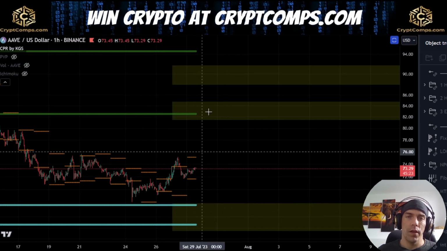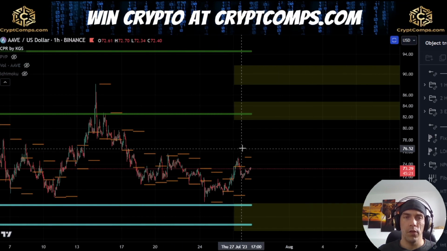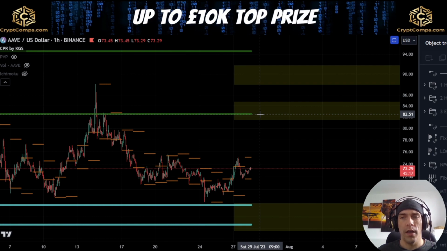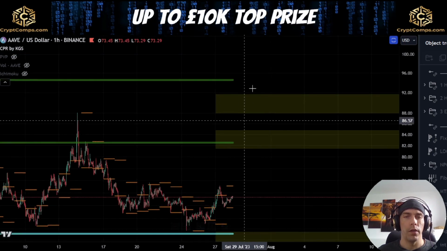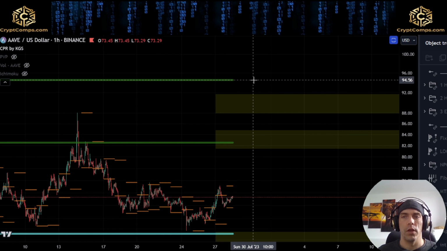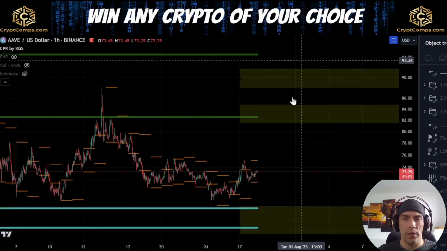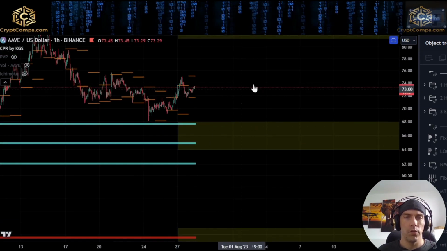If we do see price actually move to the upside here again, potentially we could look to retest our R1 line here at this 82.51. Other targets to the upside for this month is this 94.56, and we have this 112.05, but there isn't that much time left for this month, so just need to bear that in mind.